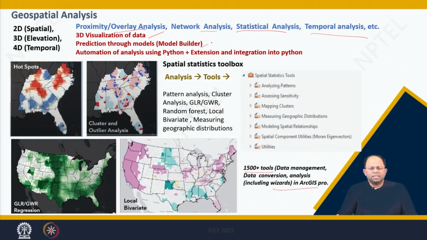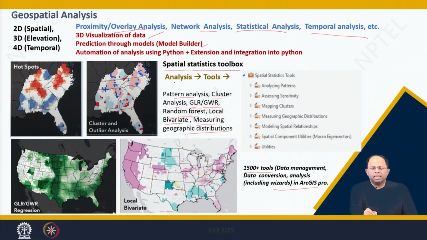So today we will discuss the spatial statistics toolbox, where we will start looking into the different geospatial analyses that could be done. For example, we can do pattern analysis, we can do cluster analysis, we can do GLR and GWR. This is generalized linear regression, and then geographically weighted regression. So all these things we can do. Then random forest, local bivariate, measuring geographic distributions, all these things we can do.